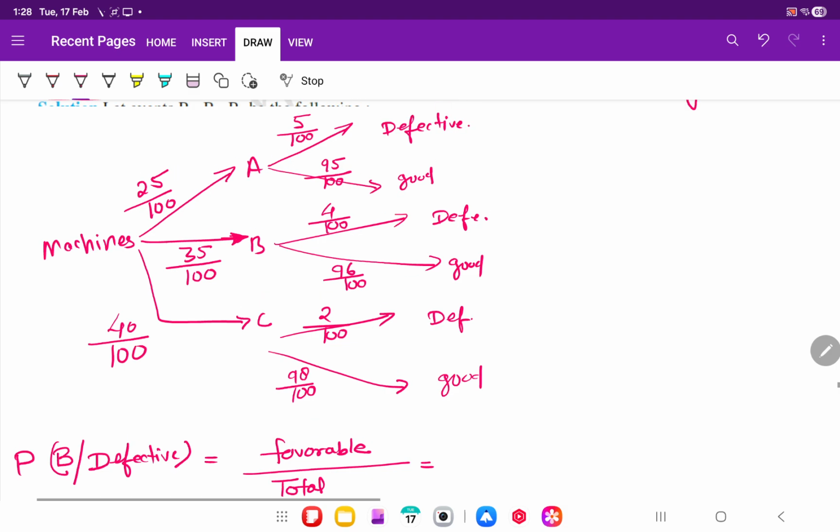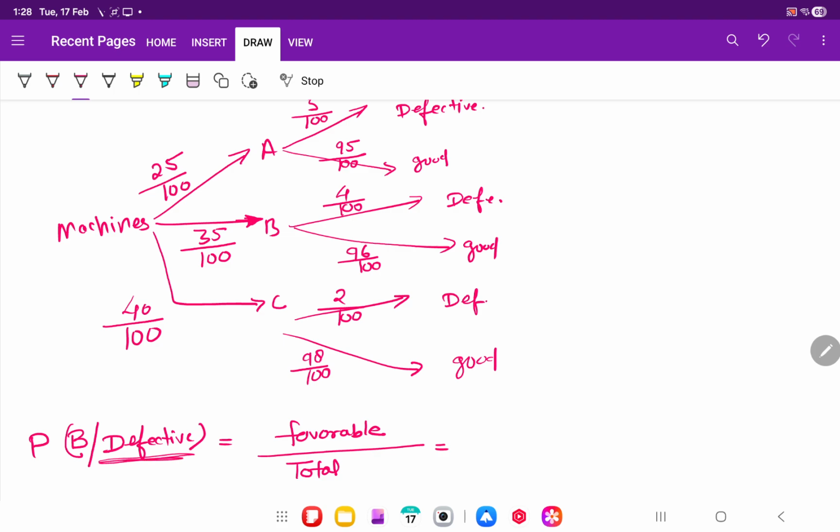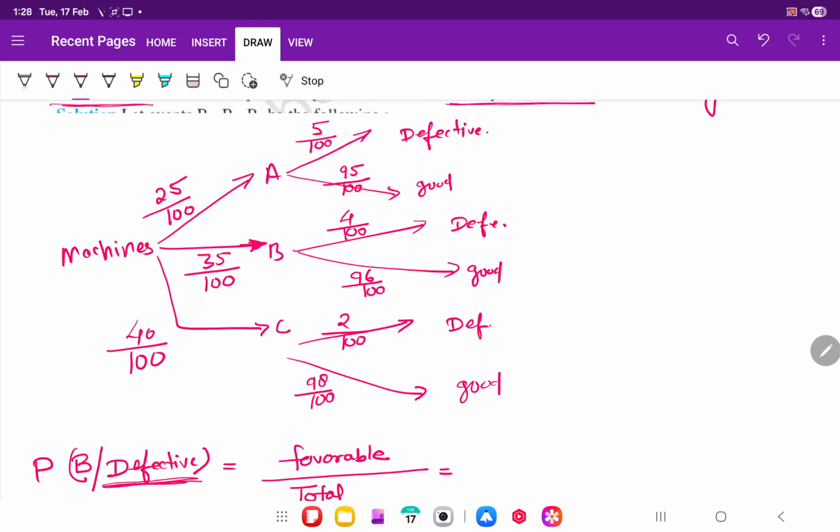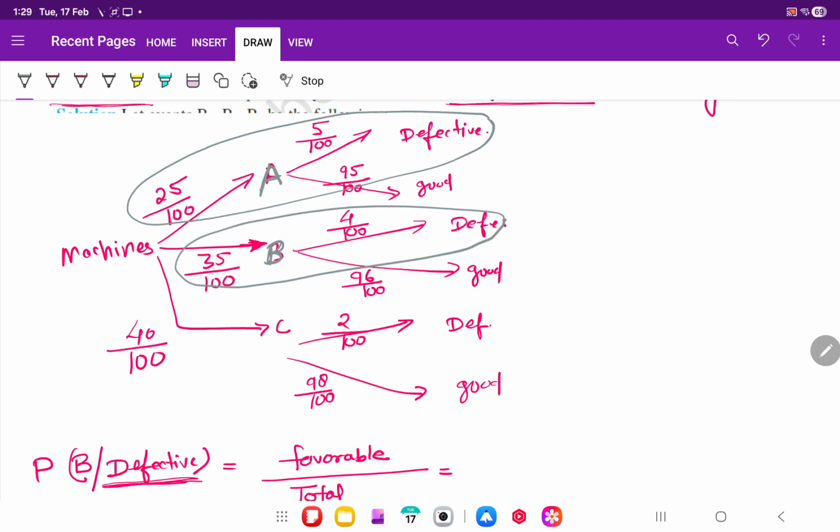So what are the total possibilities that the piece is defective? The possibility is here that maybe it was made by machine A and it is defective. This is first possibility. Or it was made by machine B and it is defective. Or it may be it is made by machine C and it is defective. These are all possibilities total. Which one is favorable? That it was made by machine B, correct? They are saying. So this one seems to be favorable. Yes or no? This one is favorable. Perfect.